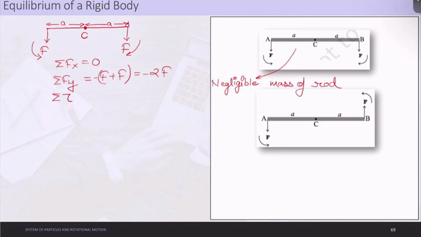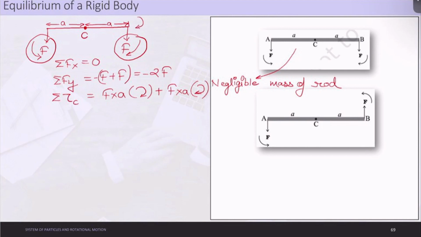Let's say calculate it about point C. Then due to this force, it will be in positive direction. That is equal to F multiplied by A in this direction plus F multiplied by A again for this force, which will be in anti-clockwise direction. Okay, so if I calculate the force from here, this will be first of all in this direction, and for this force, this will be in this direction. Okay, so you can see clearly what is happening here. Here the value of torque is 2F into A.